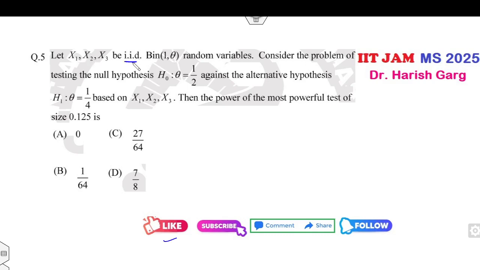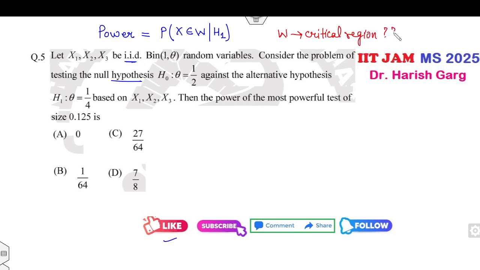Xi's are my again IID with a binomial distribution, null hypothesis and the alternative hypothesis. Your target is to find the power. So what is the power? X belongs to the critical region provided H1 is correct. But the question arises is, what is my critical region? Can you get the answer in a very simple manner?